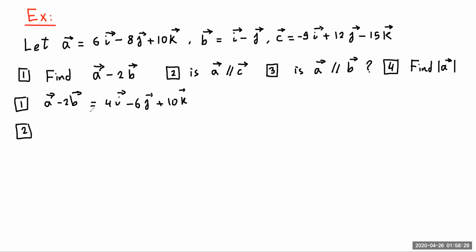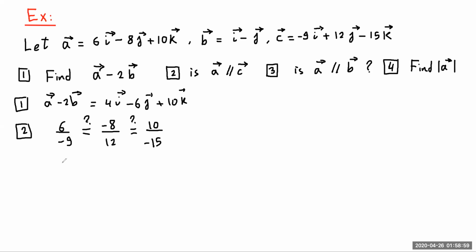Question number 2. Is A parallel to C? So let's divide 6 over minus 9. Is it equal to minus 8 over 12 and equal to 10 over minus 15? If this is correct, they are parallel. Let's verify. Let's cancel this.